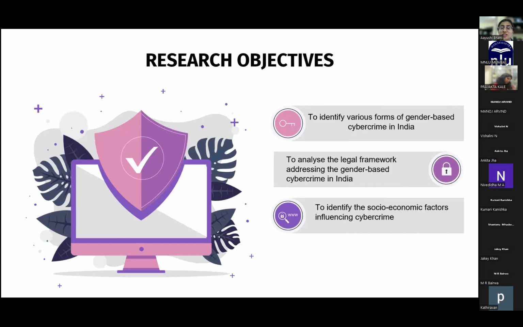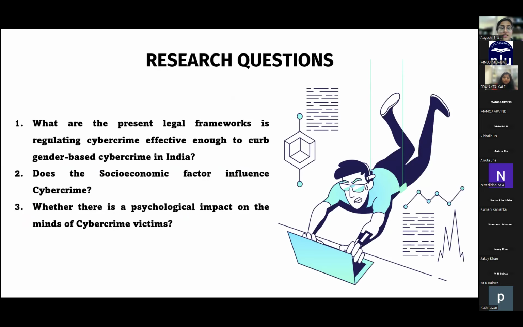The research objectives are to identify the various forms of gender-based cybercrimes in India, to analyze the legal framework currently addressing gender-based cybercrimes in India, and to identify the socio-economic factors influencing cybercrime. The first research question deals with the present legal framework regulating cybercrime, and whether it is effective enough to curb cybercrime in India. The loopholes of the present legal framework, as well as the current statutory laws, will be discussed here.